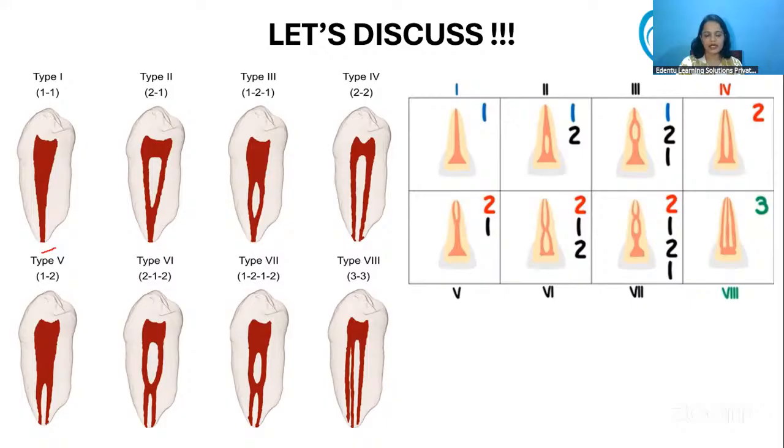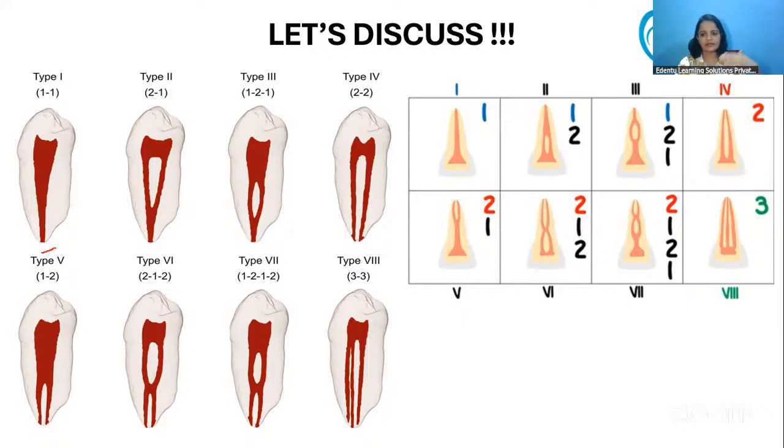Only a single canal. In type 2, two separate canals leave the pulp chamber, but just short of the apex, they join together and form one canal. Then we have type 3, where only one canal leaves the chamber but divides into 2 in the middle, and they again join together just short of the apex and exit as one canal. Type 4 is the easiest one. They begin from the pulp chamber as 2 and end as 2 itself. So that is type 4.